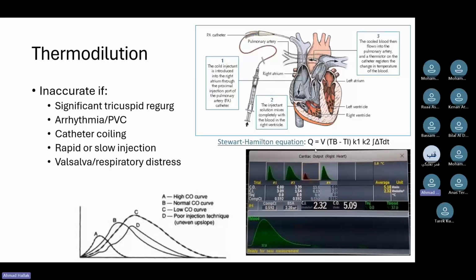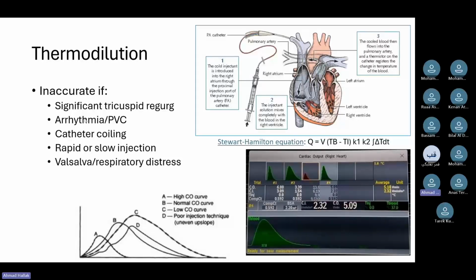We inject multiple times, and you see that the outliers, we remove them from the equation and you get a cardiac output, cardiac index. The thermodilution can be inaccurate if someone has severe tricuspid regurgitation because you're injecting the cold water, but a lot of it is regurgitating back. It doesn't mean it's useless, but it means that you need to take the results with a grain of salt.